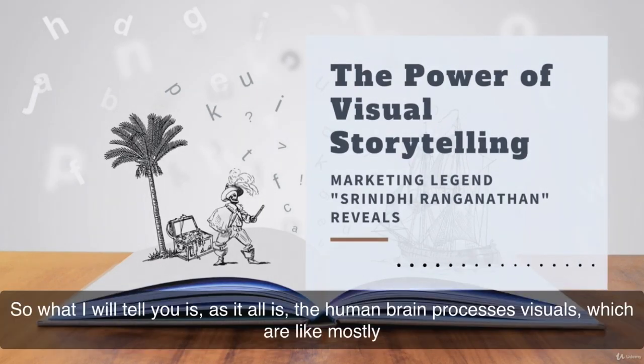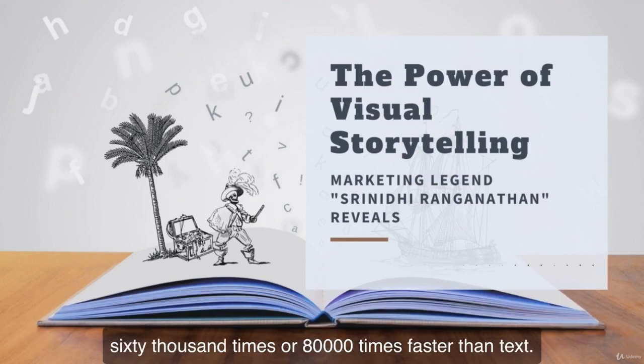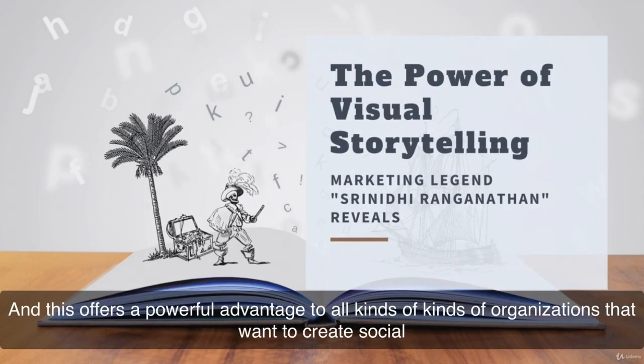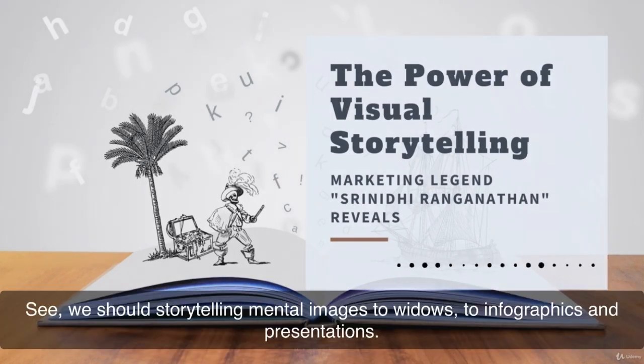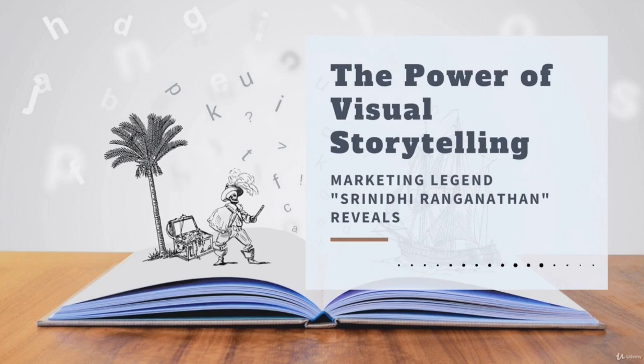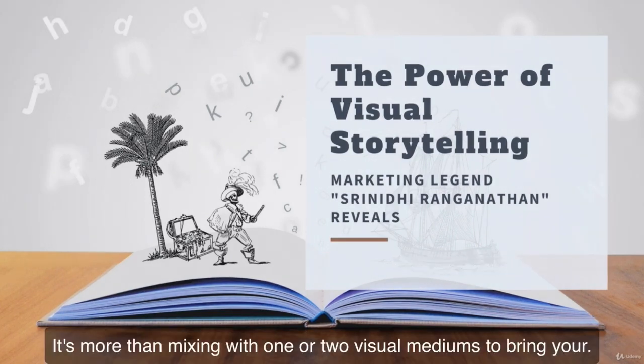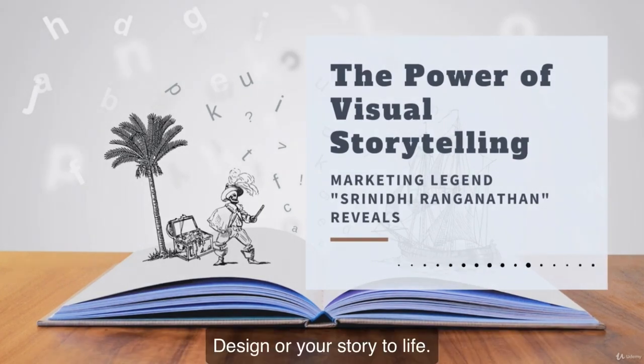So what I'm able to tell you is, as I told you, the human brain processes visuals mostly 60,000 times or 80,000 times faster than text, and this offers a powerful advantage to all kinds of organizations that want to curate social media friendly visuals that drive an instant response. See, visual storytelling means from images to videos to infographics and presentations.